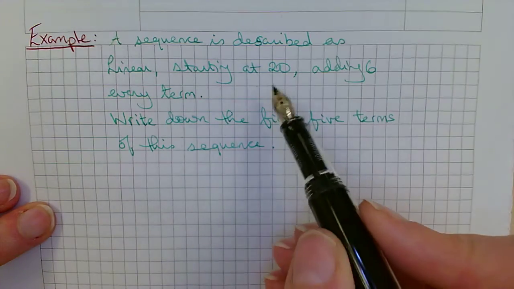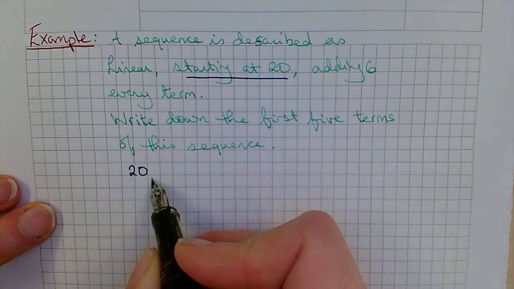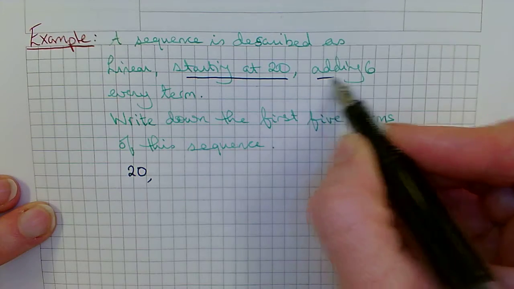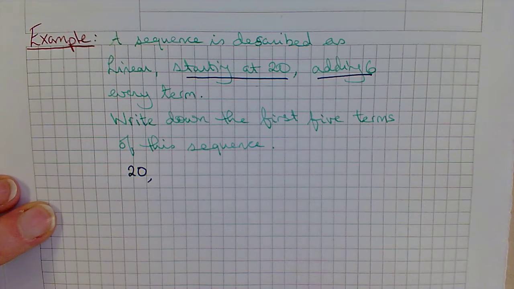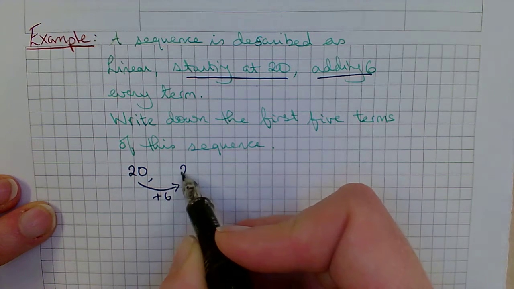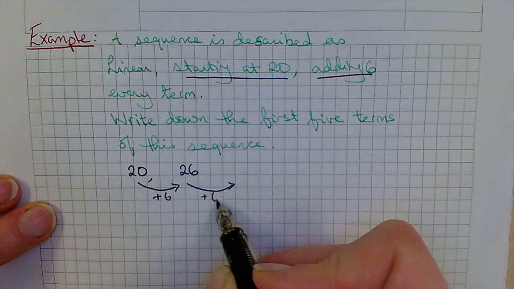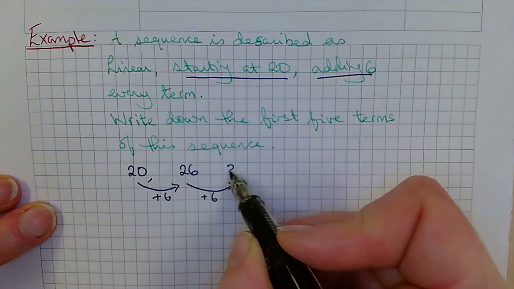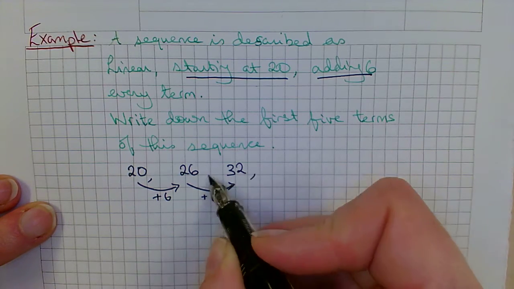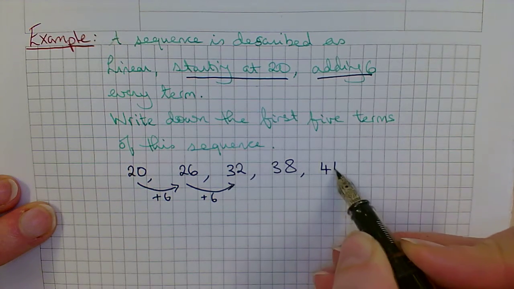Okay, so this sequence, we're told it starts at 20, which means the first thing I write down is 20. It's linear, which means it's got the same change, the common difference, every time, and I'm told that what I need to do is add 6. So when I add 6 to 20, I get 26. Because it's linear, that's the same thing I do every time. So 26 plus 6 is 32. I don't need to do this every time. 32 plus 6 is 38, and 38 plus 6 is 44.